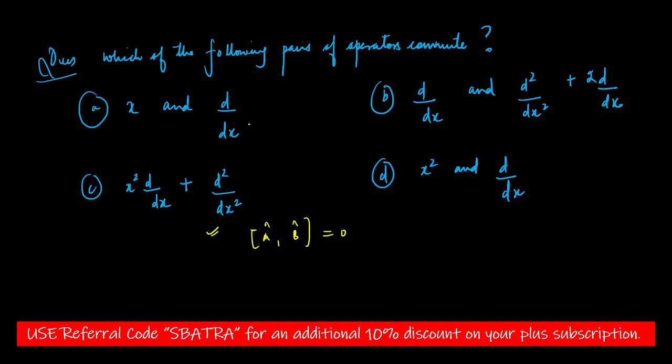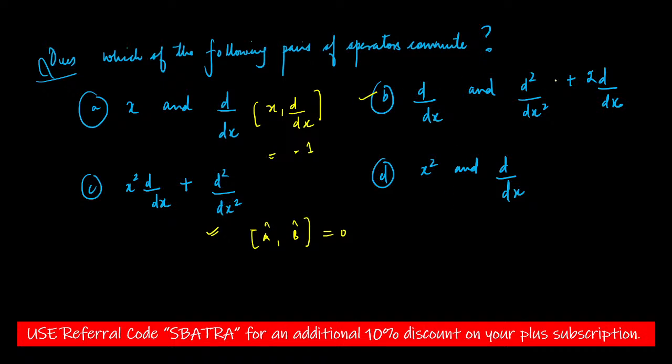So this is x and d by dx, okay? So we know the commutator of x and d by dx is non-zero, okay? What is this value? Anyone, what is the value of [x, d/dx]? These values should be basically on your fingertips, okay? This value is minus 1, right? This value is minus 1, so this is not 0. So definitely, this does not commute, okay? Let's go with option B.